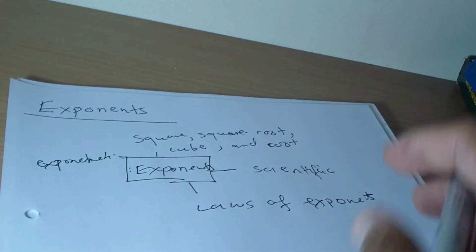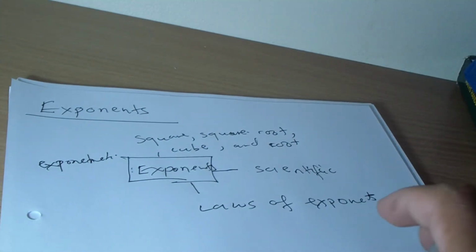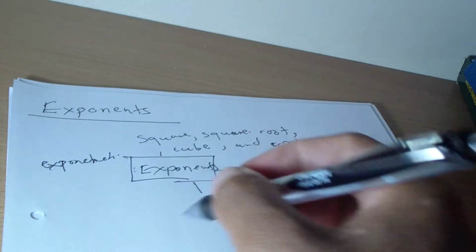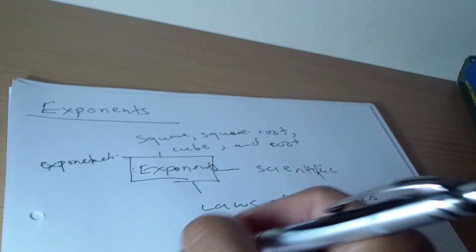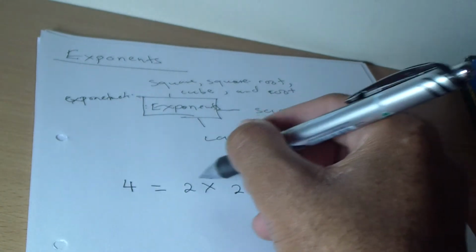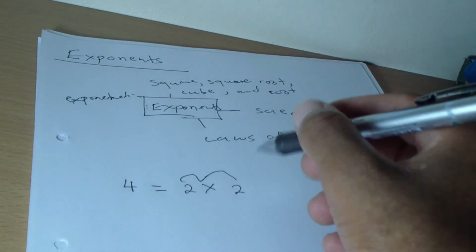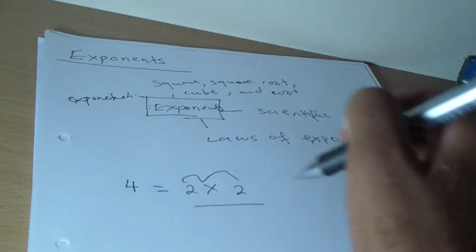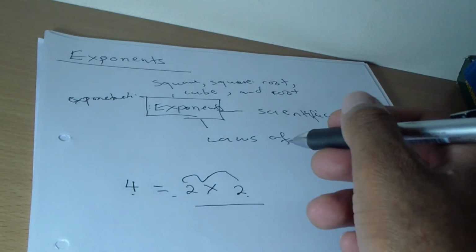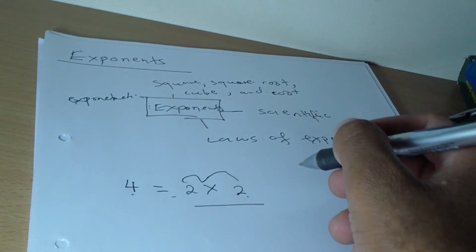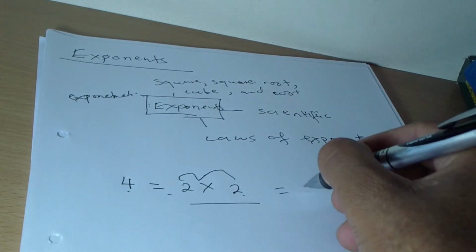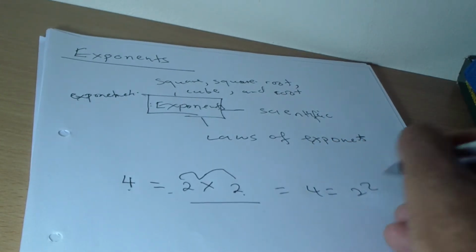Exponents. Okay, so a square is a number with two identical factors. For example, if I say 4, I can rewrite this as 2 times 2. If we look here, we have 2 and 2, these two are repeating. So 4 has two factors that are identical, which makes it a square. Then we can also rewrite this as 4 is equal to 2 to the power 2.